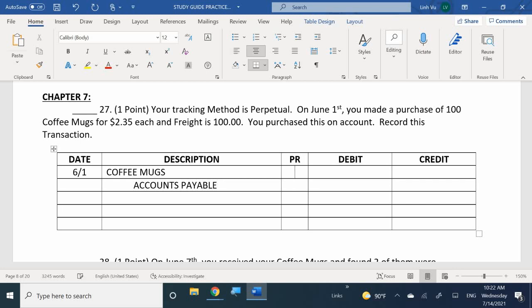So in this case, what's going to be my total debits here? 335, right? In this case, everything's going to go into inventory. So my purchase price is going to go in there. So is my freight. And your total amount that you're going to have here is $335. Okay. So 100 times $2.35 gives you 235 plus 100, 335.